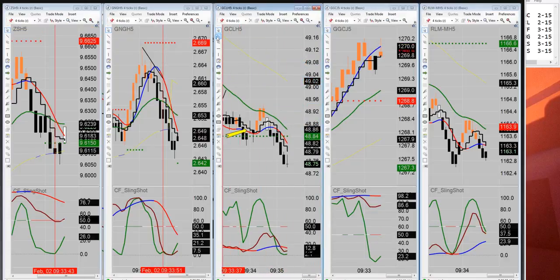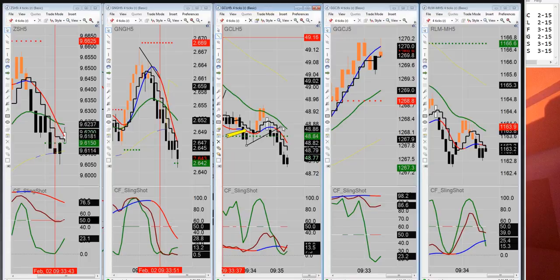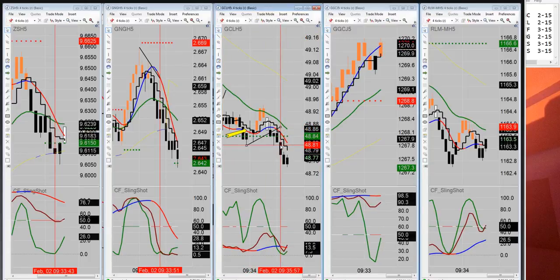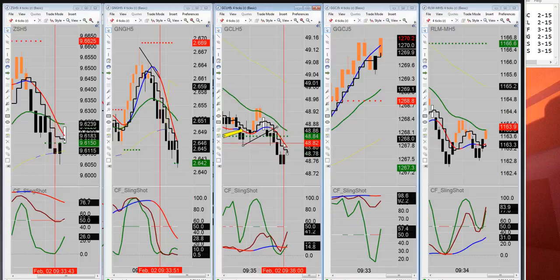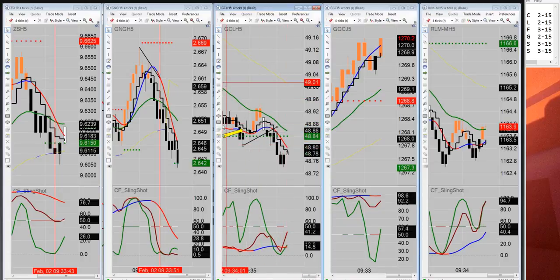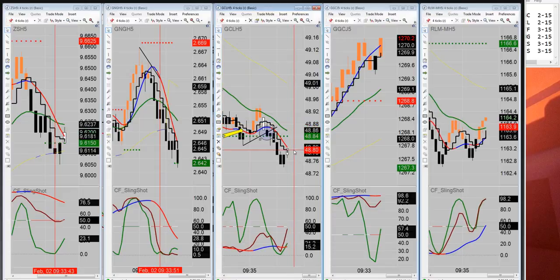Alright, sorry guys. I just looked away for a second and I missed another short right here. Now this would be broken support right here. Okay, Jorge, this is broken support. And the entry would have been that bar right there.